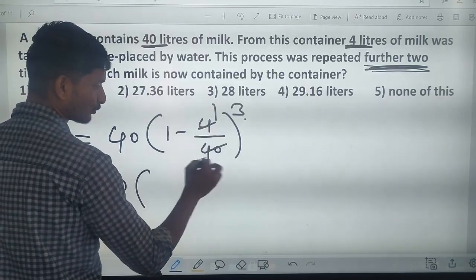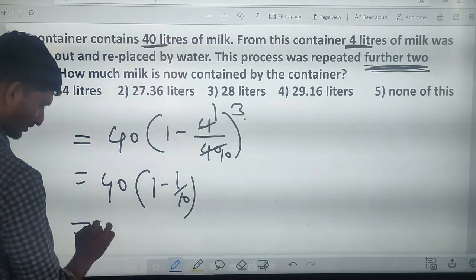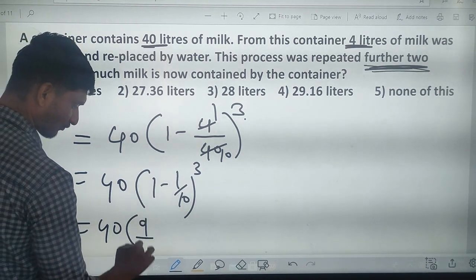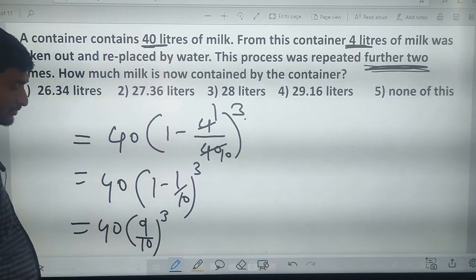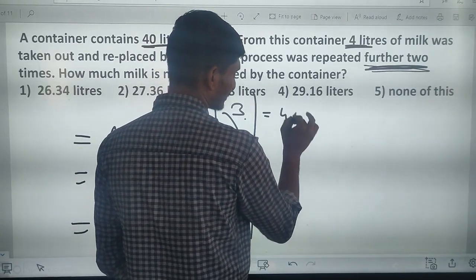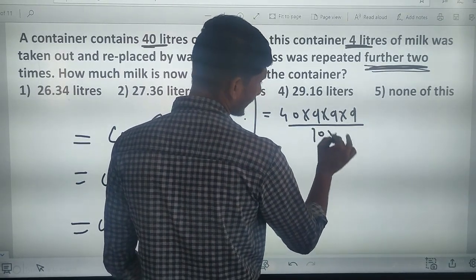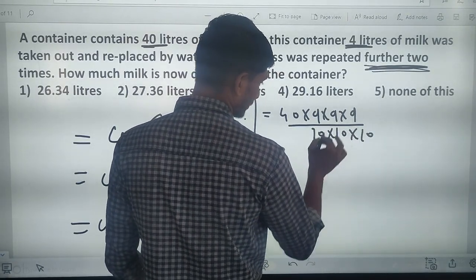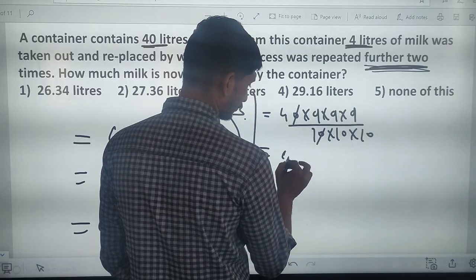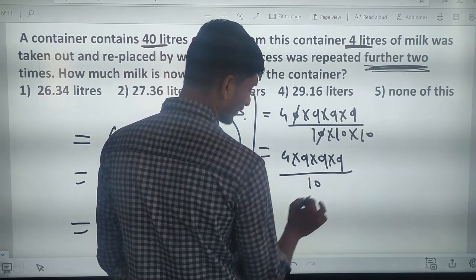Four tens are 4, so 1 minus 1 by 10. Now here we write this process is done 3 times. 10 minus 1 is 9, so 9 upon 10. This process is further repeated 3 times. Now here the answer is 40 into 9 by 10 into 9 by 10 into 9 by 10. Now here the tens get cancelled. Then 4 into 9 into 9 into 9 divided by 10.